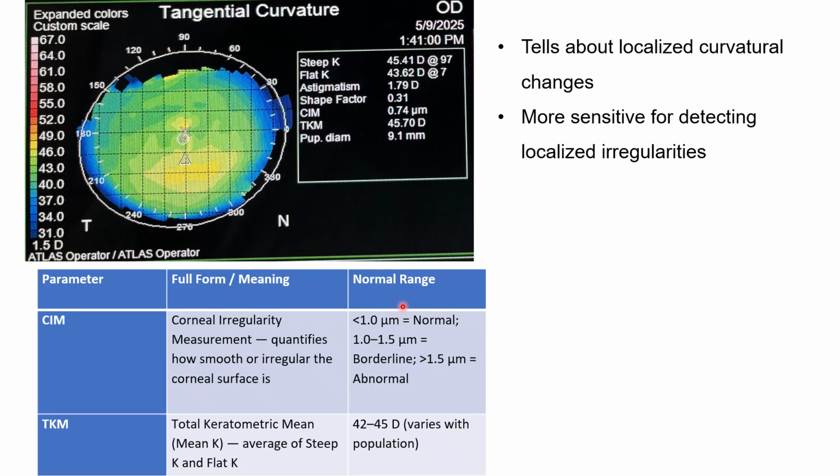It tells about how smooth or irregular the corneal surface is. The normal range for this is less than 1 micron, and if it is 1 to 1.5 micron, that represents borderline, and if it goes above 1.5 micron, that is abnormal. The next terminology is TKM. What is TKM? TKM is total keratometric mean, and it is the average of steep K and flat K. The normal range for this is 42 to 45 diopter, which, as we have seen, varies with the population.